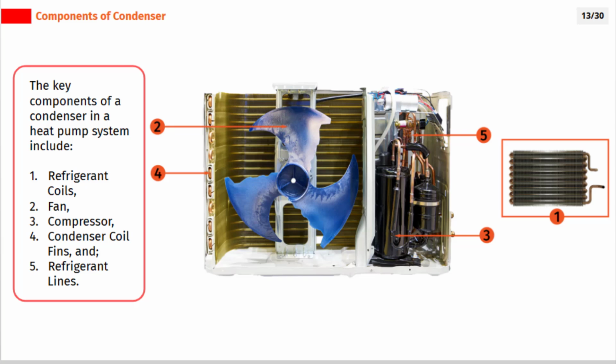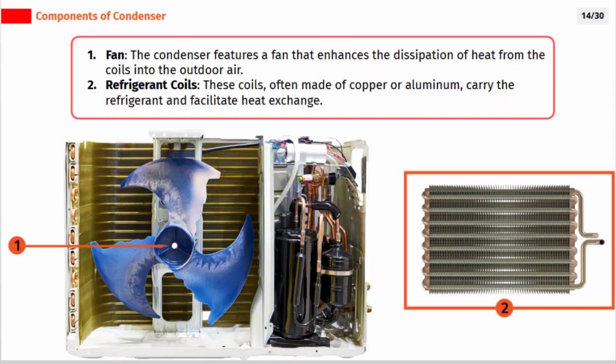The key components of a condenser in a heat pump system include refrigerant coils, fan, compressor, condenser coil fins, and refrigerant lines. Fan. The condenser features a fan that enhances the dissipation of heat from the coils into the outdoor air. Refrigerant coils. These coils, often made of copper or aluminum, carry the refrigerant and facilitate heat exchange.